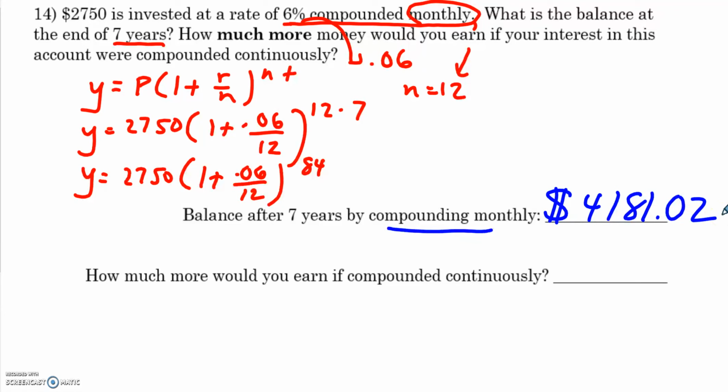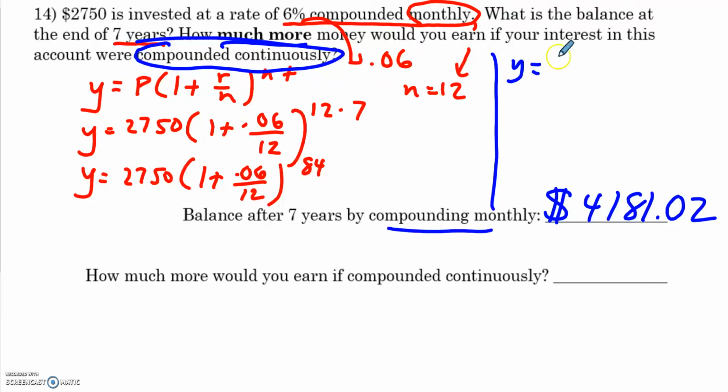The next question is, how much more money would you earn if your account was compounded continuously? So not just daily, not weekly, not monthly, not semi-annually, continuously. So the equation to find something continuously is y equals p e to the rt, pert. Now this one, everything is based on e. And remember, e comes from finding a limit approaching a certain value.